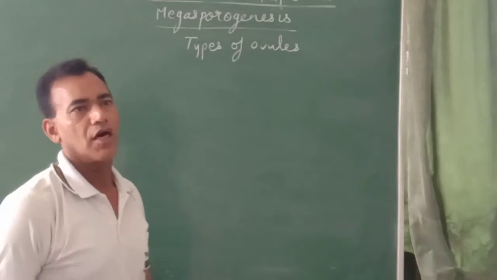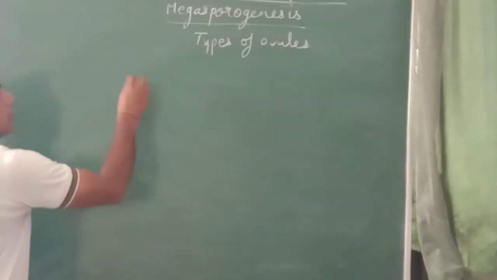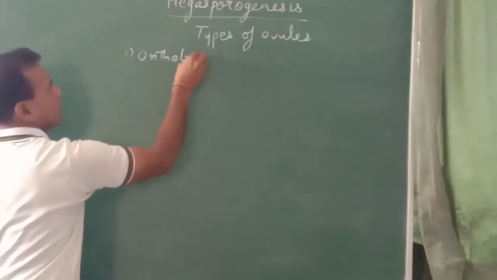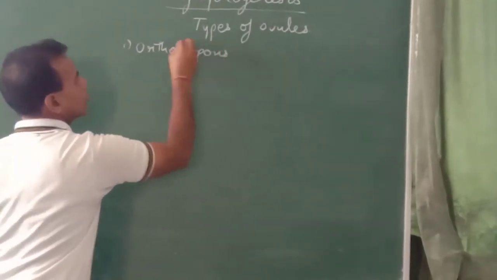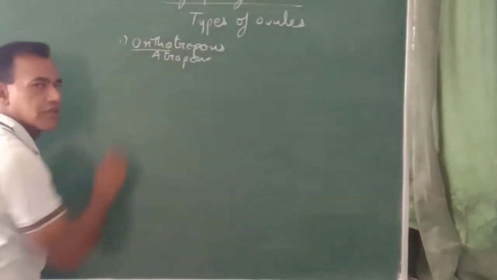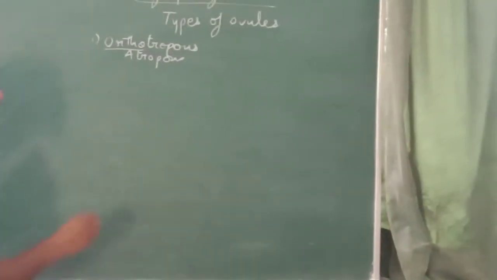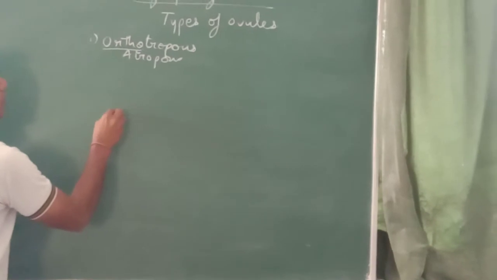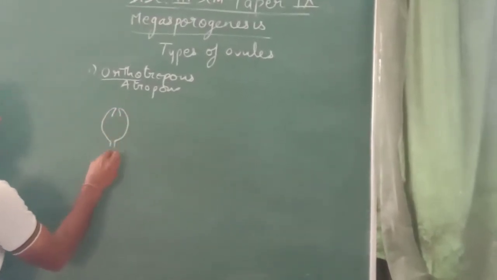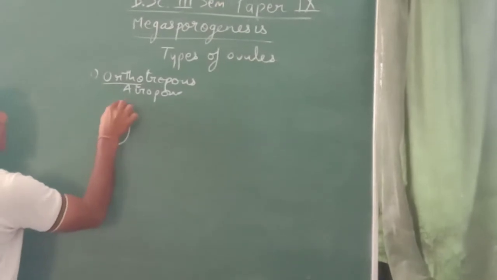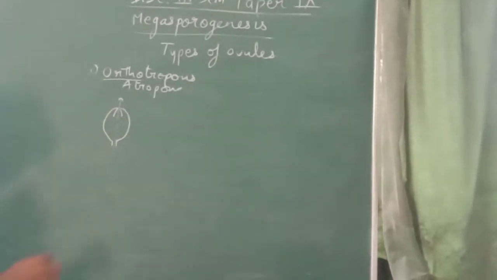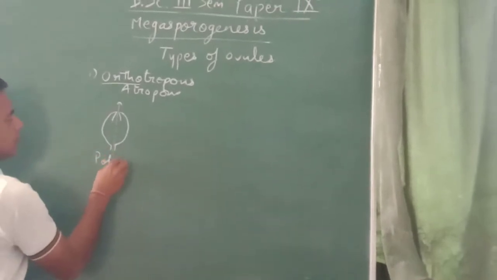basis of their attachment types, like they may be orthotropous, also known as atropous. Ortho means straight, and in this the funicle, chalaza and micropyle lie in the same plane. They lie in the same line, and it is very common in the Polygonaceae family.